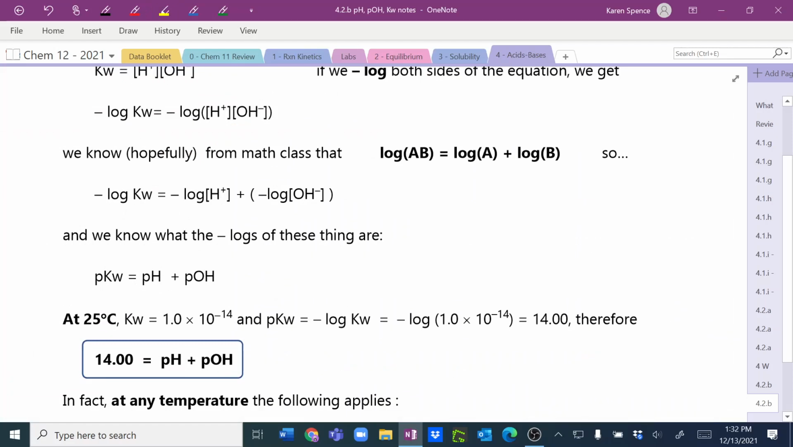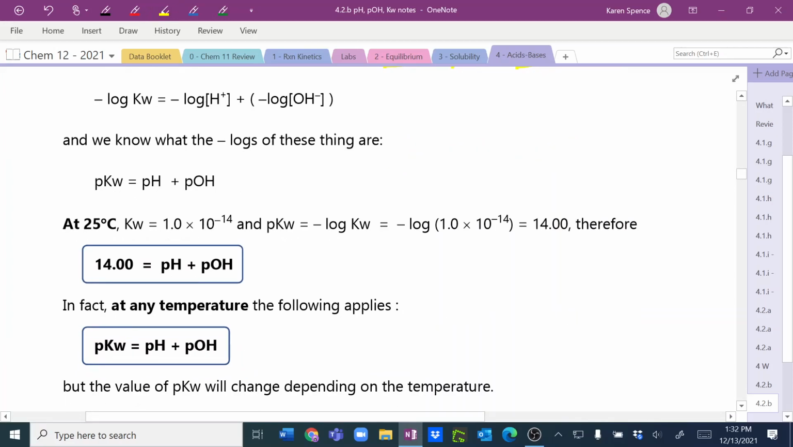Basically, you do some logarithm stuff, and it is sort of explained here. You use the log of A times B equals log A plus log B. Anyway, blah, blah, blah. Basically, what you end up with is that at 25 degrees Celsius, and I'm going to write it here even though I've written it there, 14 is equal to the pH plus the pOH.